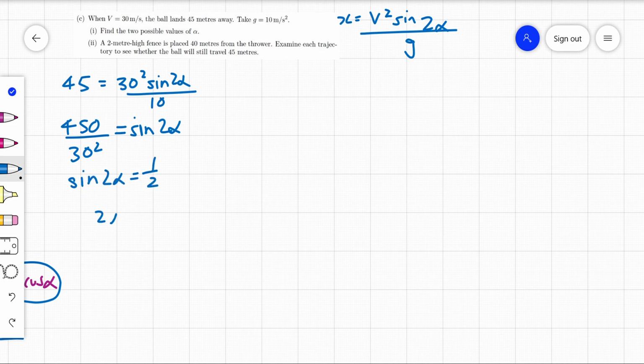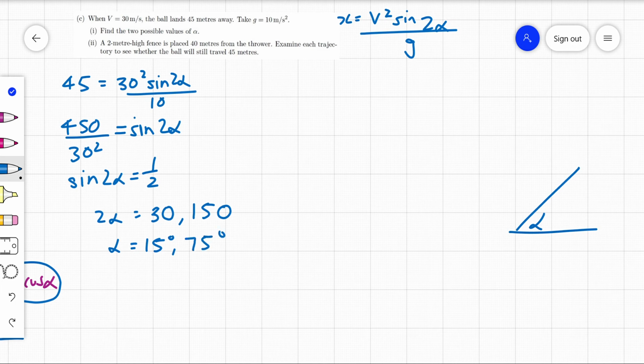Remember, alpha is the angle that it's projected up. So alpha is between 0 and 90, so 2 alpha is going to be between 0 and 180. We know that sine of 30 is a half, and sine of 150 in the second quadrant is also a half. So alpha would be 15 degrees or 75 degrees.